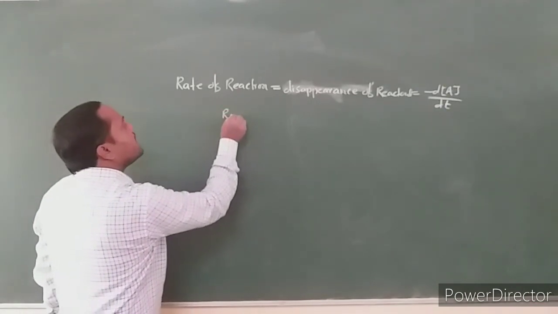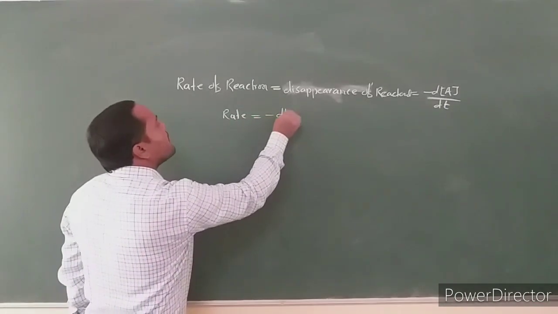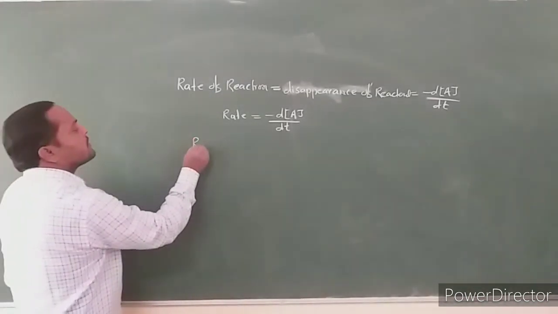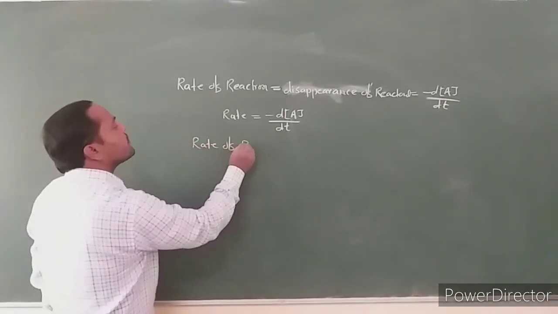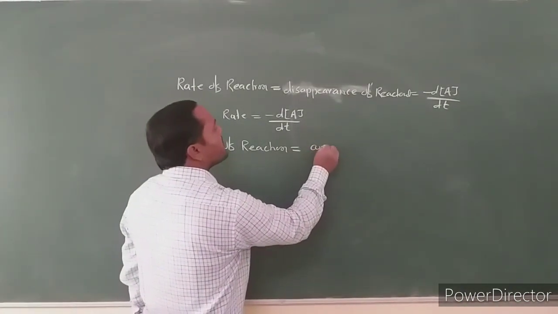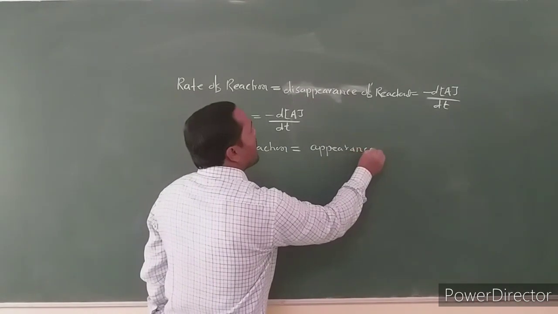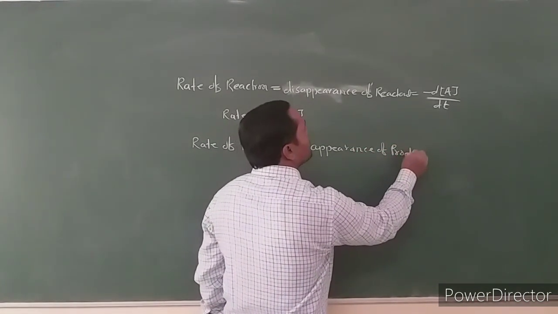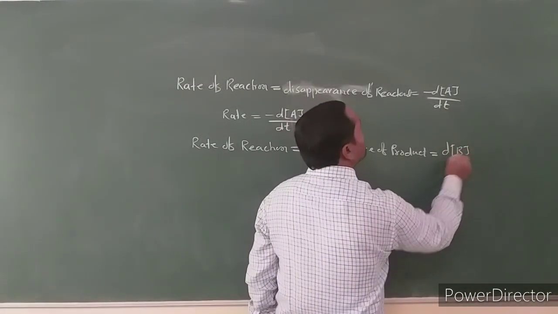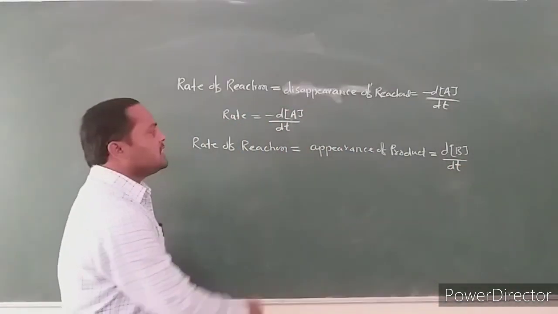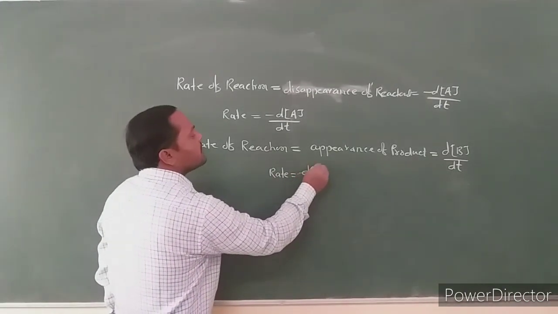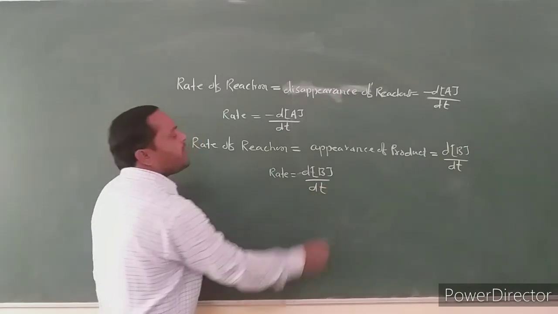Simply, the rate of reaction is represented by minus dA upon dt in terms of decreasing concentration of reactant. In terms of increasing concentration of product, the rate of reaction is equal to appearance of product, which is dB upon dt.